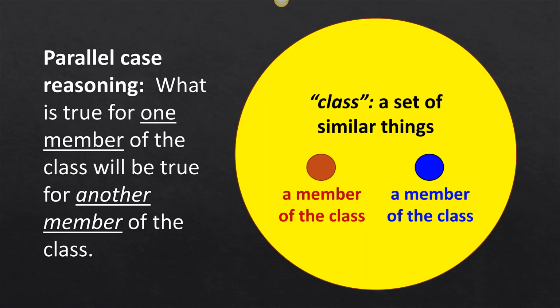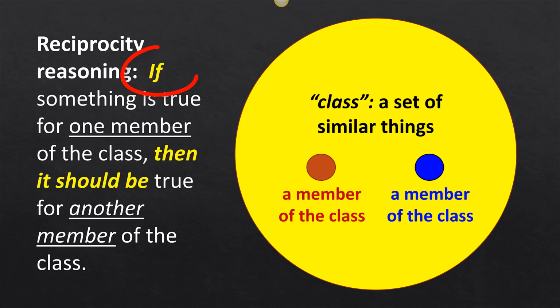As we now know, in parallel case reasoning, what is true for one member of a class will be true for another member of the class, because they are members of the same class. Reciprocity argument is a bit different. In this kind of warrant, if something is true for one member of the class, then it should be true for another member of the class. So it's very close to parallel case reasoning, except it puts an if-then condition on it.